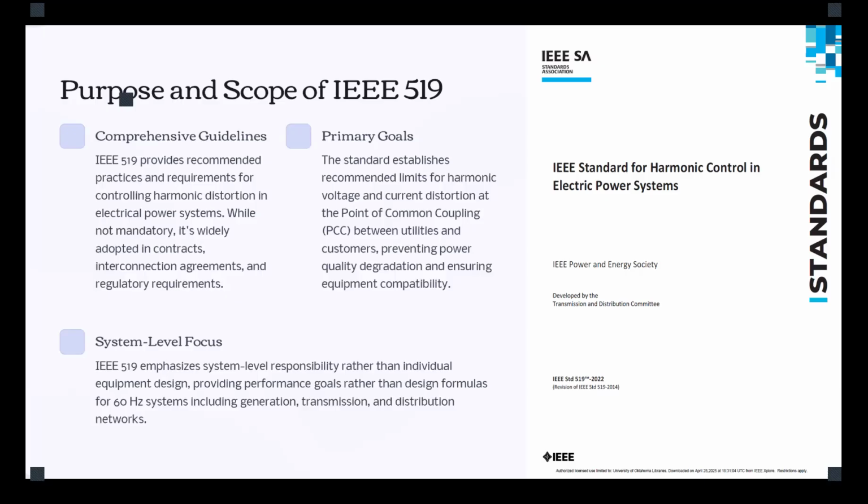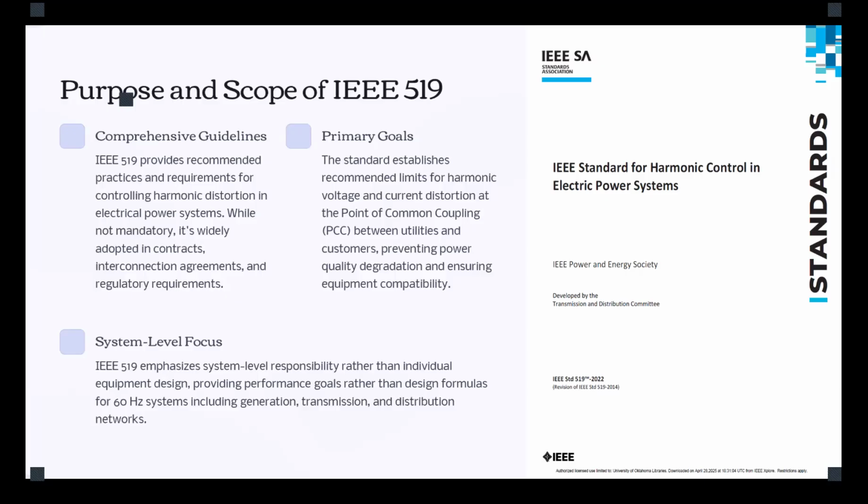Now, this standard sets limits for how much harmonic distortion is acceptable at the point of common coupling, which we call the PCC, which is the place that a facility connects to the power grid. And basically the standard IEEE 519 says how much distortion in current and voltage is allowed at this point, so we could avoid affecting other users that are connected in the same network.